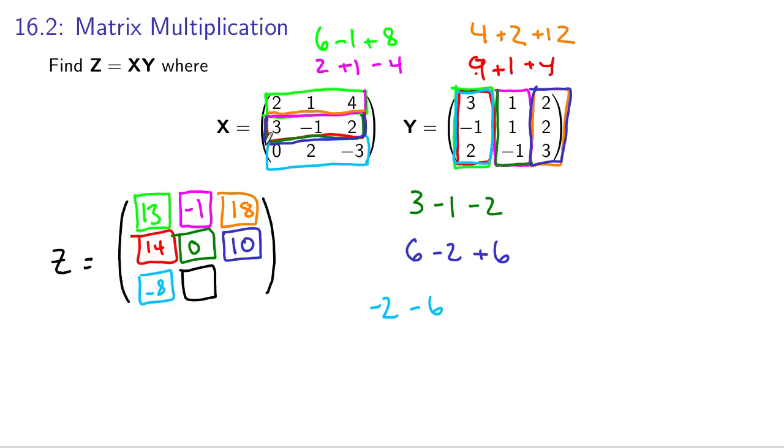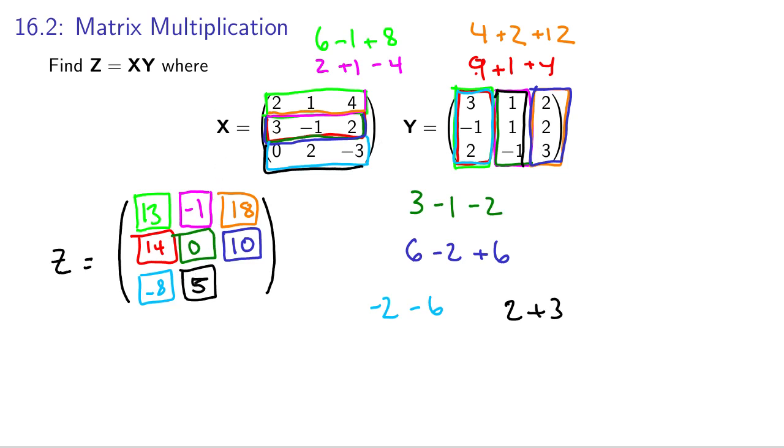So we have the third row, second column. So we have, again, 0. So 2 times 1 is 2. Negative 3 times negative 1 is plus 3. End up with 5.